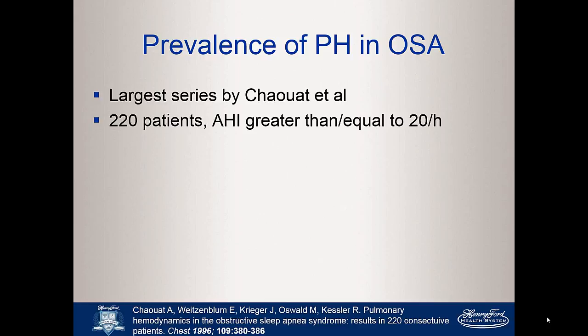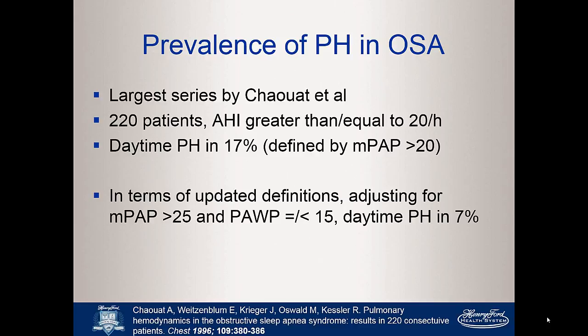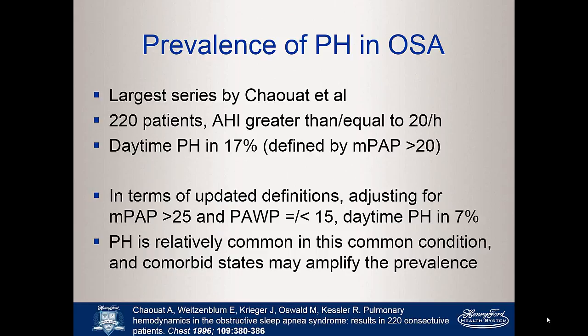The largest study that we have is in 220 patients, all of these people with severe sleep apnea with an AHI greater than 20 who all have right heart cath data. About 17% of them were found to have daytime PH if you were to define it as mean PA pressures greater than 20. But if you filter that down to people that have a mean PA pressure greater than 25 and a wedge less than 15, you go down to about 7%. But in a disease like this, it's relatively common, it's out there. And we know that all the comorbid states that come along with obstructive sleep apnea can only amplify the prevalence of PH in these people.